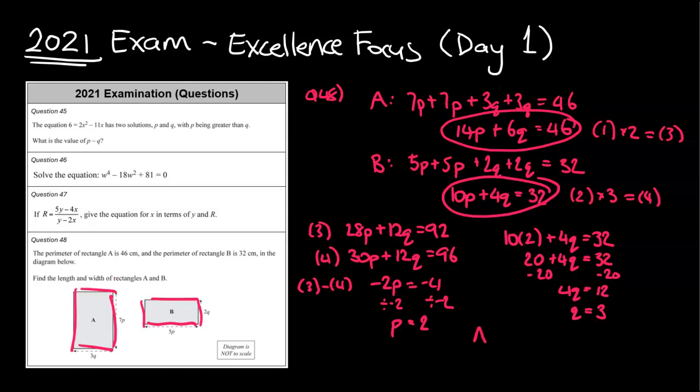So rectangle A, don't forget, was 7p times 3q. So 7p is 14, I think the units are centimeters, and that was by 9 centimeters because it was 3q. And then rectangle B, this one here, was 5p, running out of room here desperately, times 2q. That there was 10 centimeters by 6 centimeters.